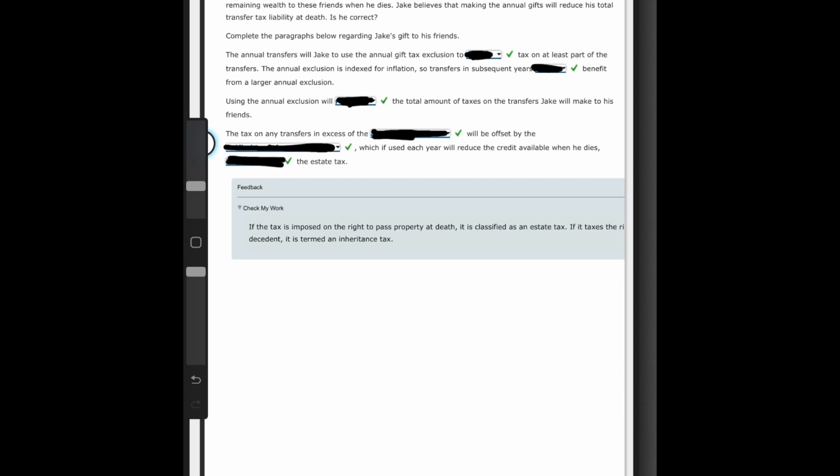The annual transfers will allow Jake to use the annual gift tax exclusion to... anyway, let's just go ahead and do it. The first one is going to be avoid. Let's see. The annual exclusion is indexed for inflation, so transfers in subsequent years may benefit. Using the annual exclusion will reduce annual exclusion, unified tax credit, increasing. All right, that's the answer.